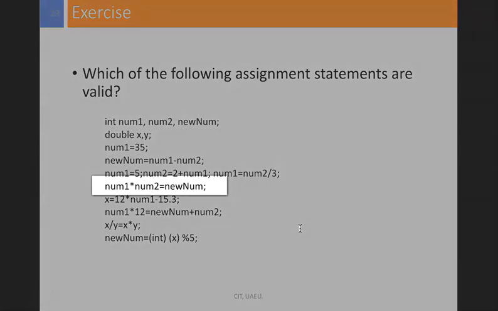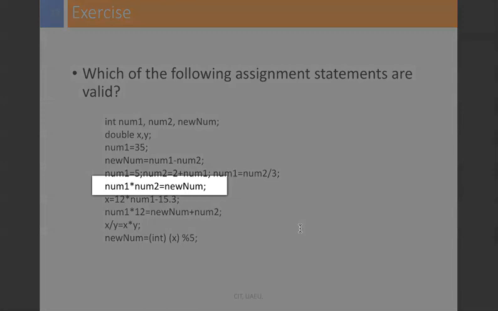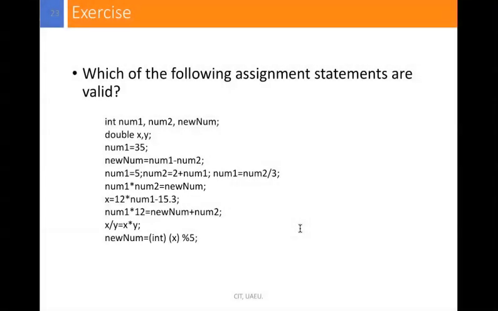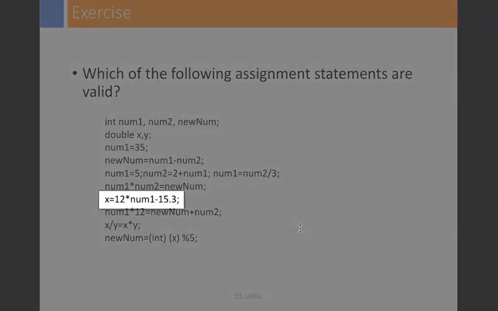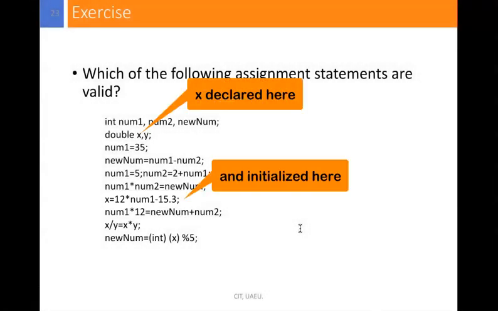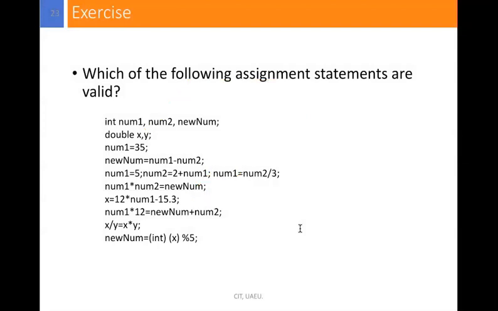Now this statement here, there's a problem because the left-hand side is an expression, not a memory location, right? Num1 multiplied by num2 is an expression and it evaluates to a number. So this is not valid. X equals 12 times num1 minus 15.3, right? This is fine. X is already declared, so we're initializing it here. And num1 has already been initialized. The rest are just numbers, so we evaluate this expression.